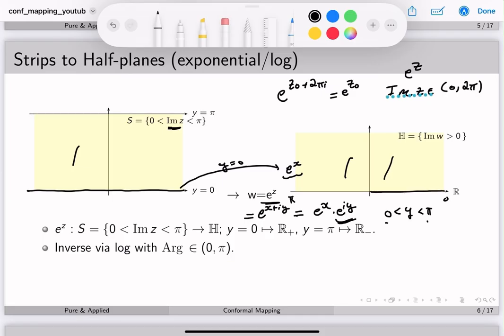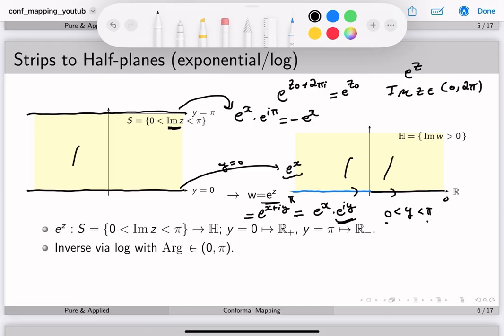And then this thing, what does it map to? Well, it maps to e to the x times e to the i y, which is pi in this case, and this is minus e to the x. But e to the x is positive, and as x runs over the real numbers, we're going to end up with this part of the domain. And since the orientation is preserved, the domain is going to be to our left, and hence this is the image. So you can think of it in different ways.